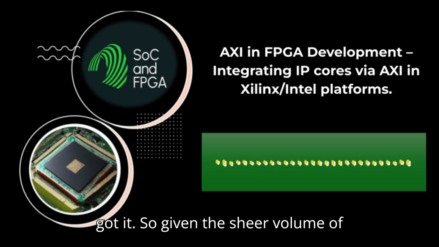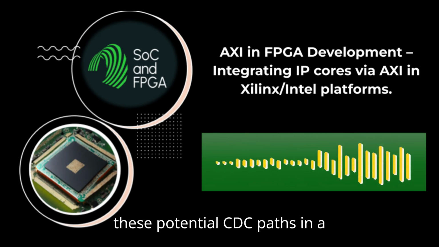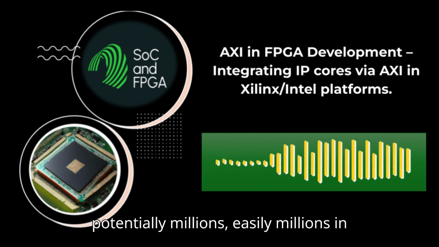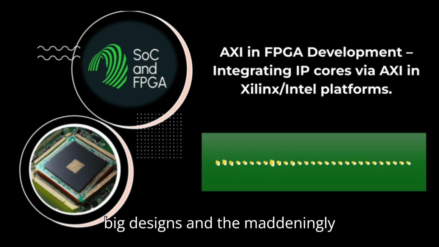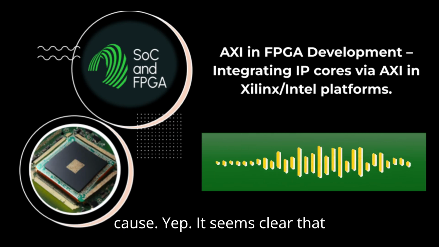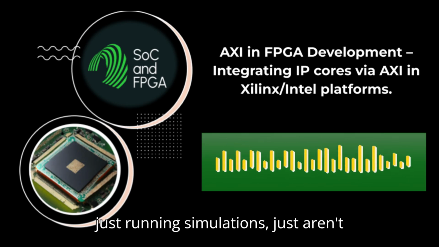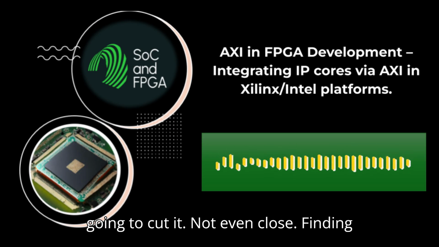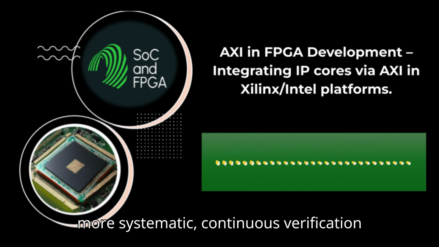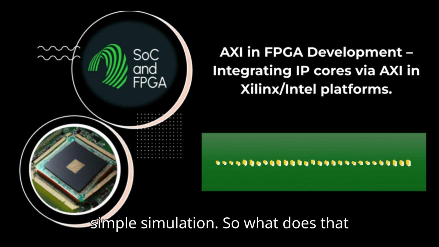You got it. So given the sheer volume of these potential CDC paths in a complex modern solver, you mentioned potentially millions. Easily millions in big designs. And the maddeningly intermittent nature of the bugs they can cause. Yep. It seems clear that traditional verification methods, like just running simulations, just aren't going to cut it. Not even close. Finding these invisible gremlins demands a much more systematic, continuous verification methodology. It has to go far beyond simple simulation. So what does that involve?